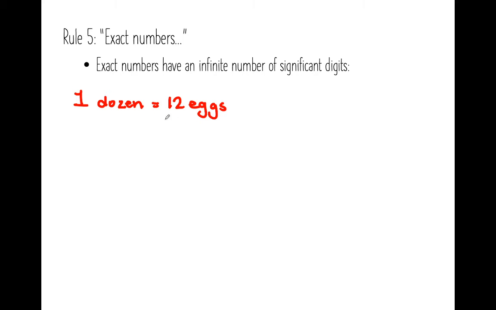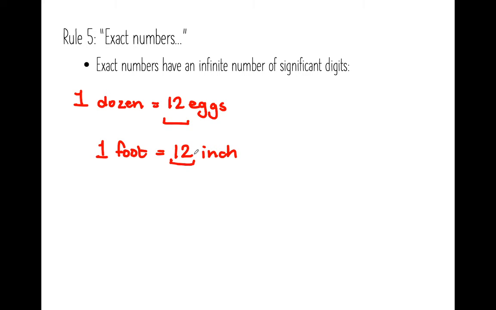So there are 12 eggs in 1 dozen. So this particular number, if I'm given this in a question, is going to have an infinite number of significant digits. Another example, 1 foot is going to have 12 inches. Now, it just so happens to be 12. There can be other numbers with infinite significant digits as well, but another example, right? There's only 12 inches in 1 foot. That is going to mean that this number has an infinite number of significant digits.